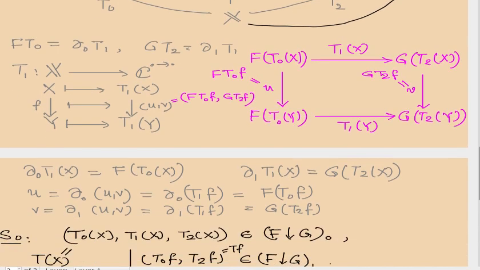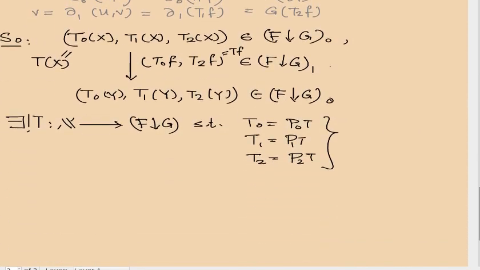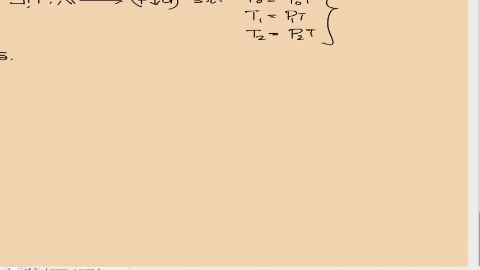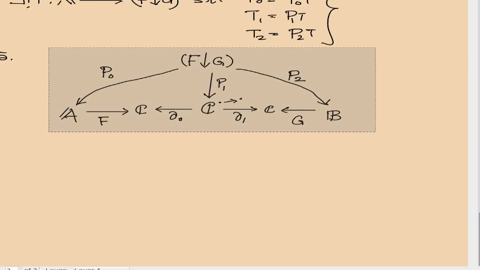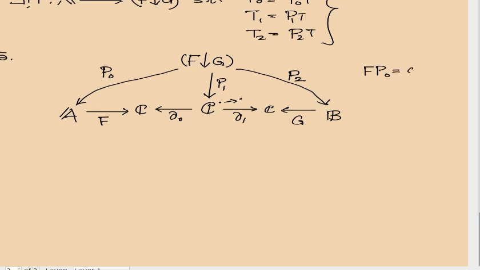Now let us have a look into another feature of this. Another viewpoint of this. So let me draw that picture again. So what do we have? We have Fp0 is partial 0 P1 and Gp2 is partial 1 P1.